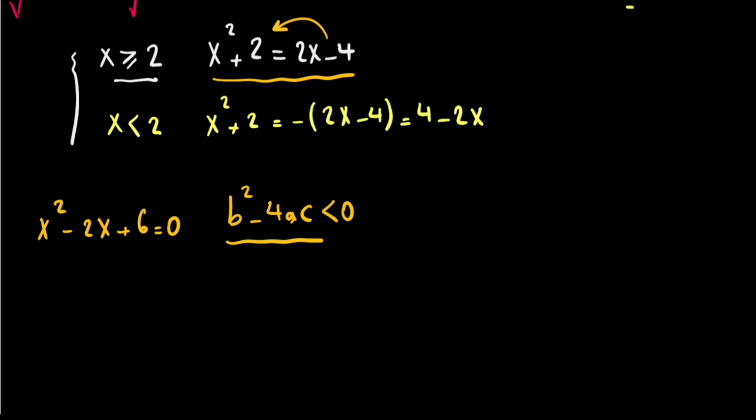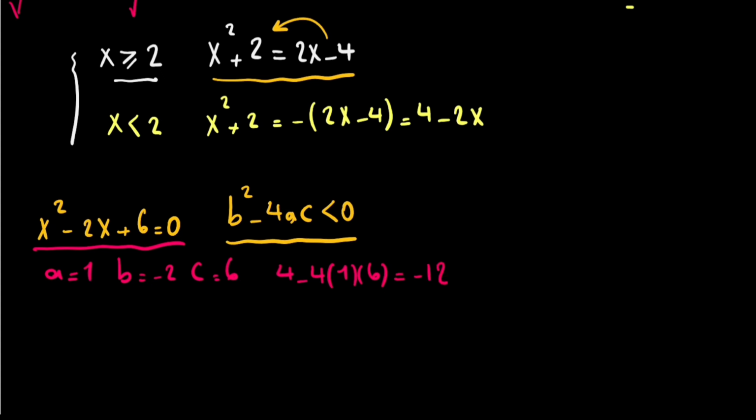If you don't know why that is correct, I have a video where I proved it. I put the link of that video in the description. If you want, you can check. In this equation, a is equal to positive 1, b equals minus 2, and c equals 6. So 4 minus 4 times 1 times 6, so 4 minus 24 is equal to minus 20, and that's absolutely less than 0. So you don't have any answer for the first one.